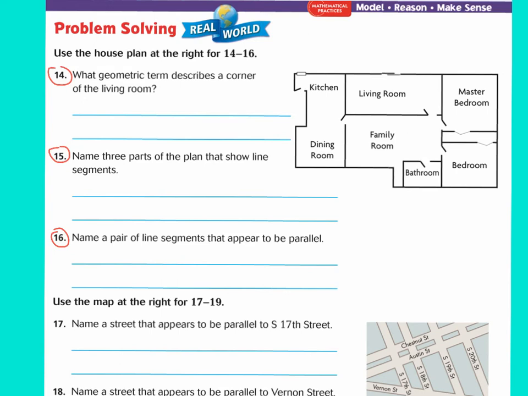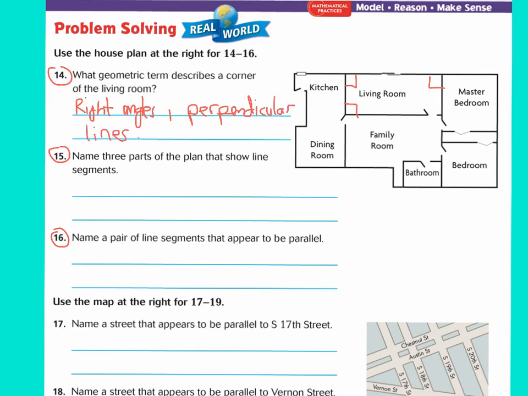It says, what geometric term describes the corner of the living room? So we could look at this corner or that corner or this corner. We can definitely say they are right angles. But then using today's new vocabulary, you could also say that they are perpendicular lines.